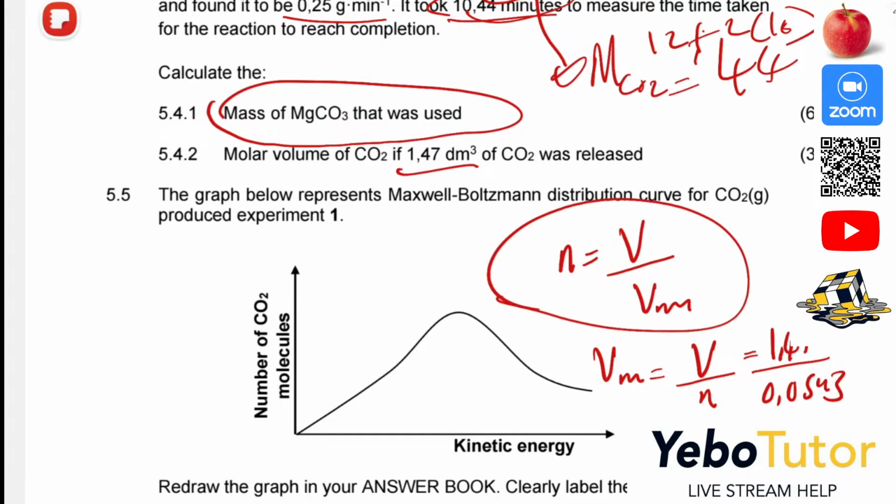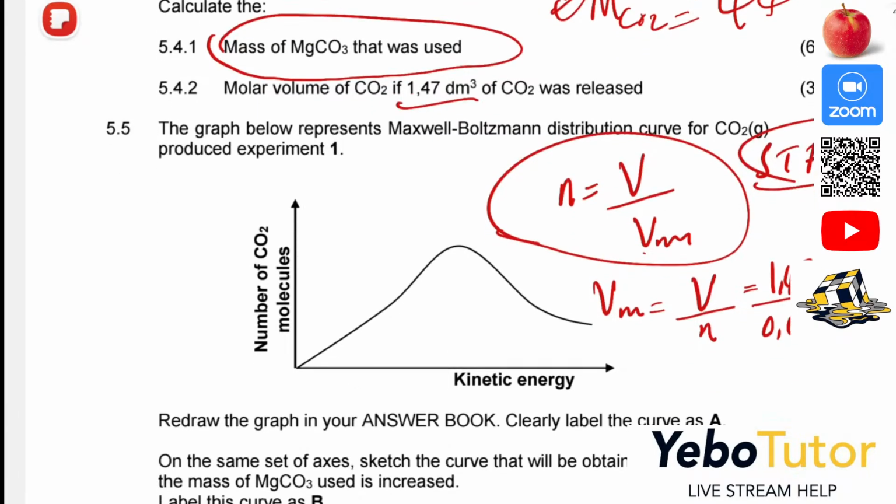This is when we are using it at STP, or maybe when they tell you that they need the molar volume. Usually this is 22,4 at STP. That's the equation which you use to calculate the number of moles, but in this instance we're using it to calculate the molar volume. Then without wasting much time, my Vm is 24,79 decimeter cubed.